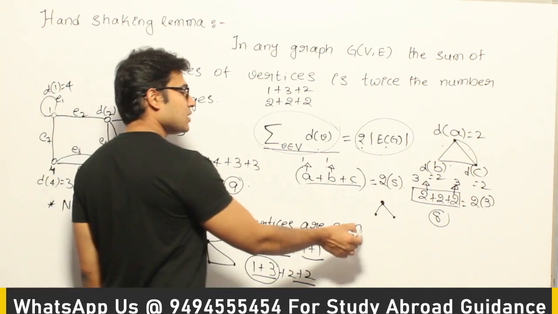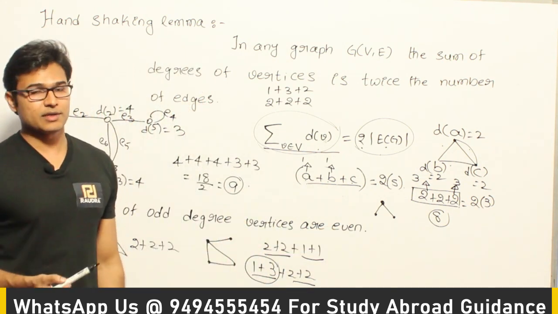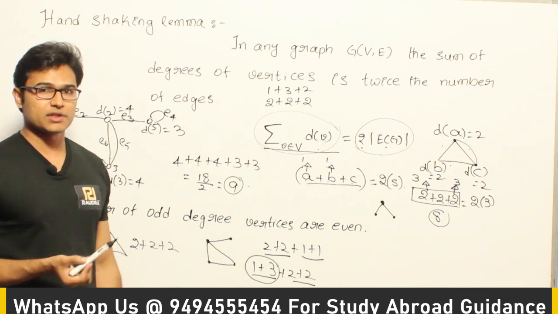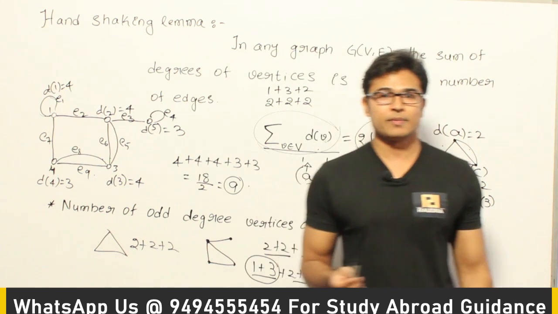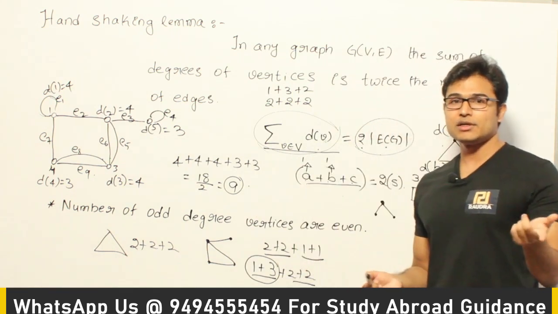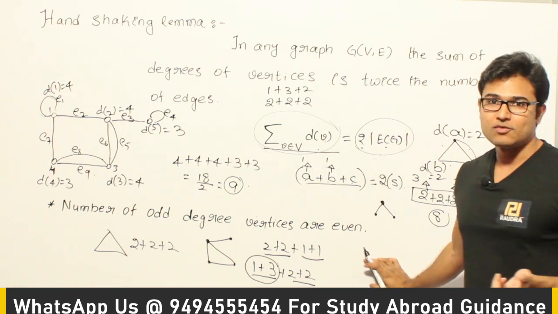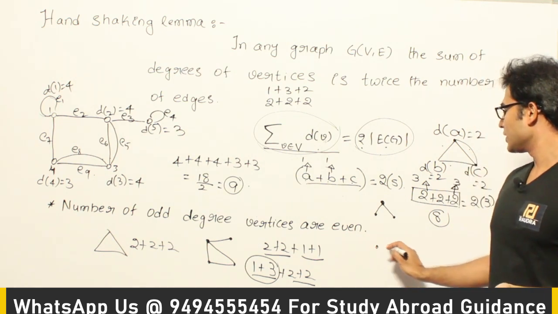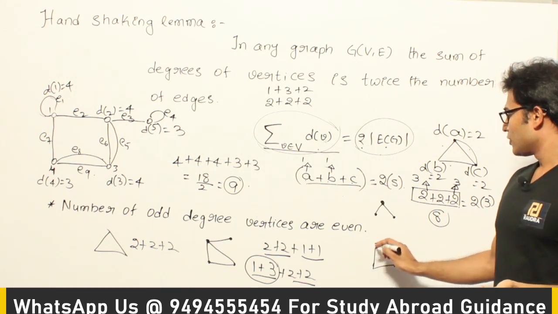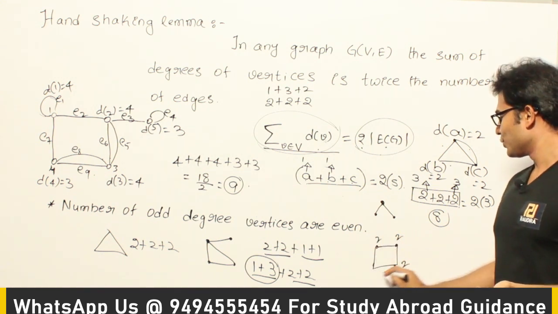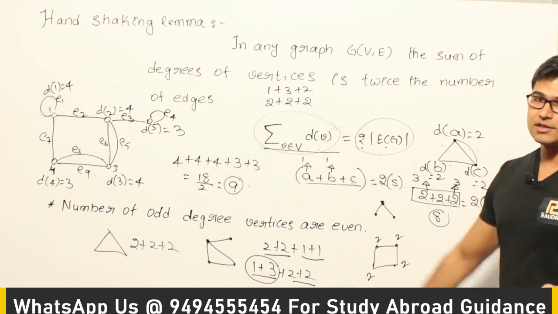And also, based on the degree of the vertices, graphs can be classified into two types. One is odd graphs, the other is even graphs. If all the degrees are even, then the graph is called an even graph. If some of the degrees are odd, then we cannot call it by any name. If all the degrees are even, we can call that graph even. So see this, now 2, 2, 2, 2. Since all the degrees are even, we can call this graph an even graph.